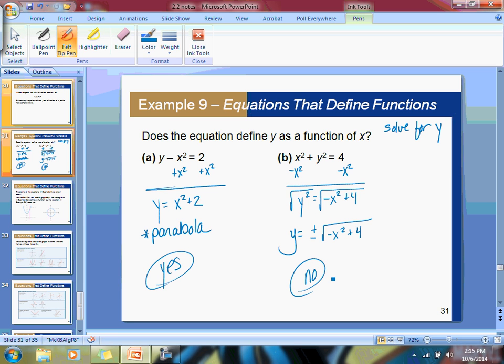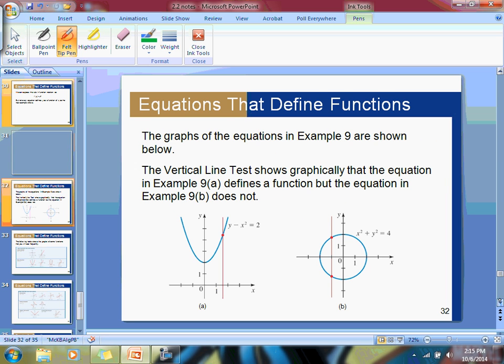And hopefully when you look at that original equation that they gave us, this format looks familiar. That's an equation for a circle. That's x plus 0 squared, and then y plus 0 squared equals 4. So it's a circle at 0, 0 with a radius of 2. And here are the pictures for them.